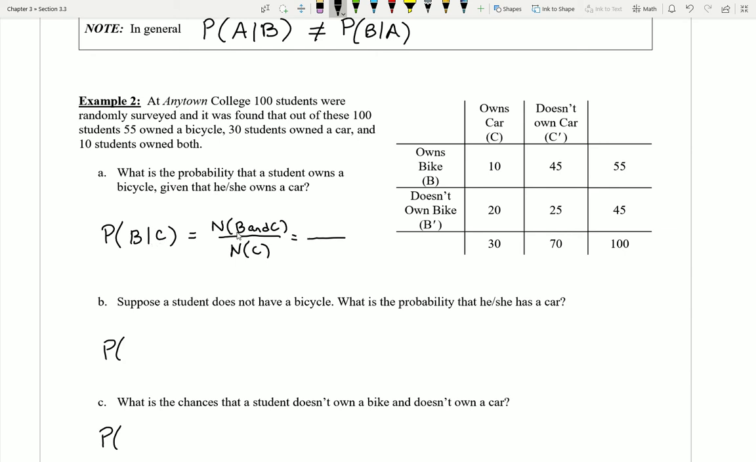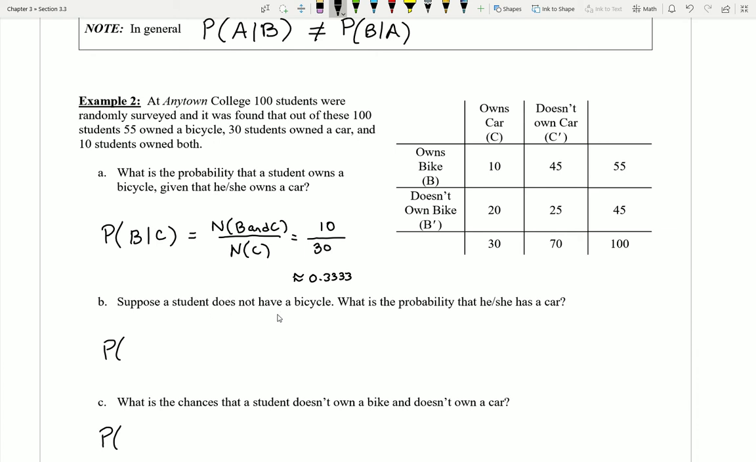All right, so let's see. The number of people that are in B and C, that should be 10. The number of people that are in just C overall is 30. So as a percentage, this would just be 0.3333. Boom, there we go. Okay, let's take a look at part B.